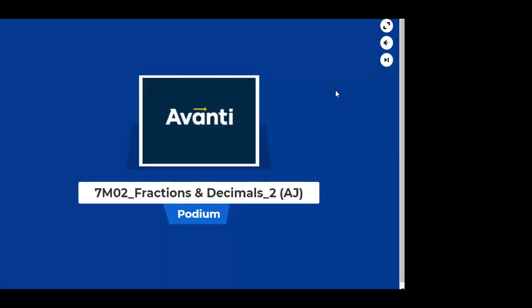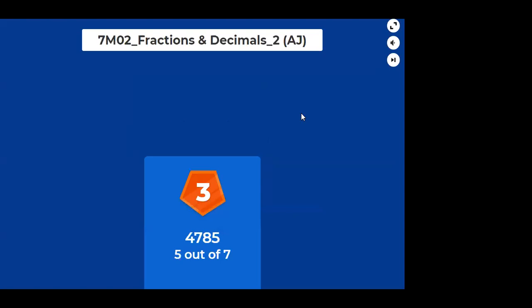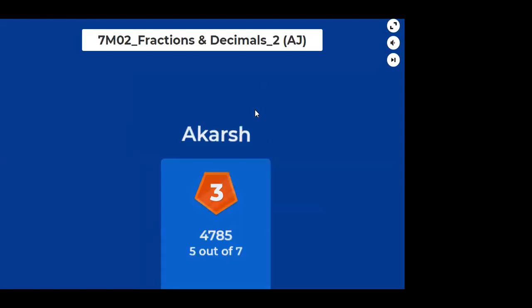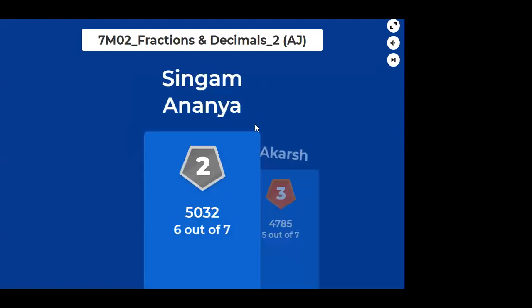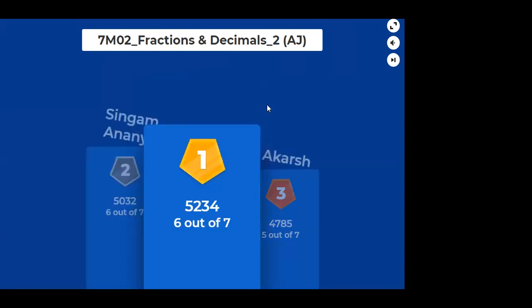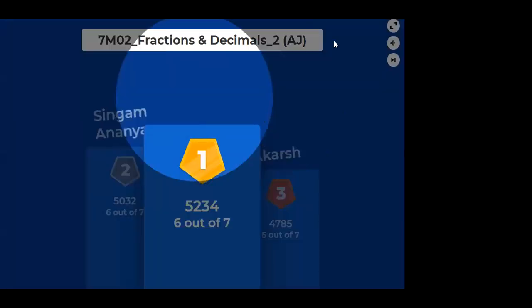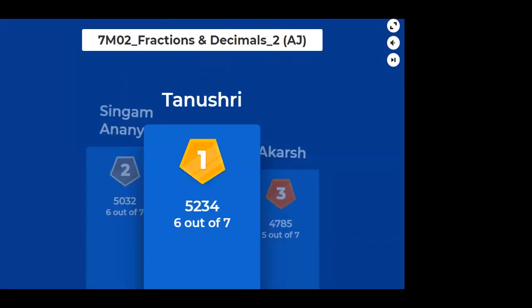Okay, chalo. Let us see the podium. Okay, Akash, 5 out of 7, 2 questions mistake. Ananya, 6 out of 7, 1, very good. And first place, Tanushri, very good, Tanushri.